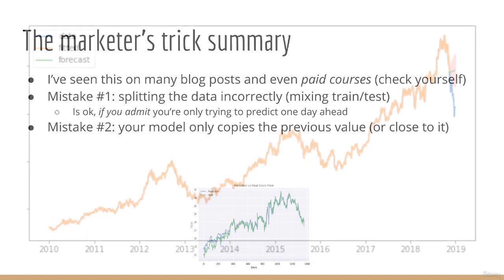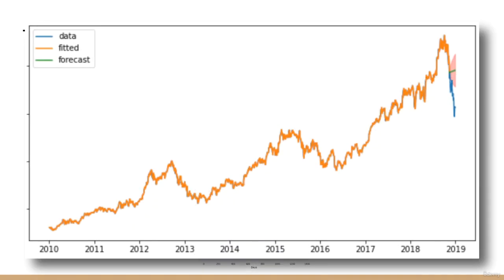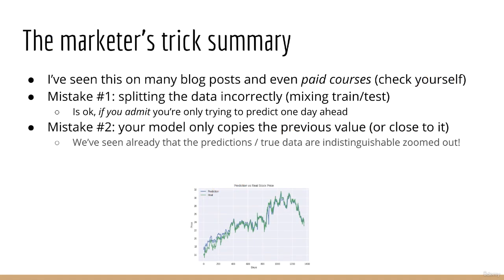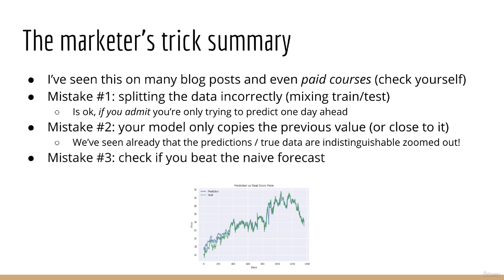You've already seen in this course that this basically leads to the predictions being very close to the true time series. As long as you're zoomed out far enough, they're basically indistinguishable. And three, to bring this back to the naive forecast. Generally, this would be okay if you make it clear that you are only trying to predict one day ahead, and you check that your forecast is better than the naive forecast. Obviously, this must be done on the out-of-sample data or the test set. These models will not beat the naive forecast.